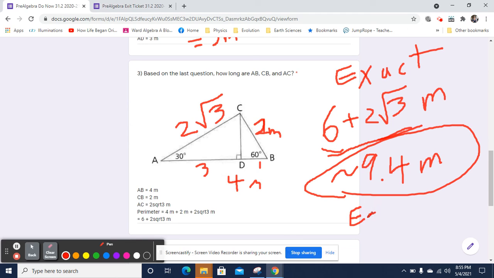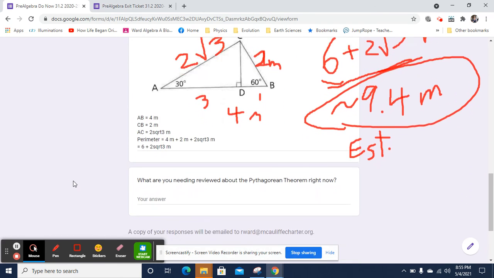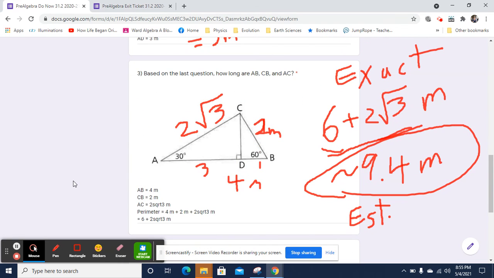Though decimals may feel like they're more accurate, they often are less accurate. Okay. And that is it for the Do Now. I hope that was helpful.